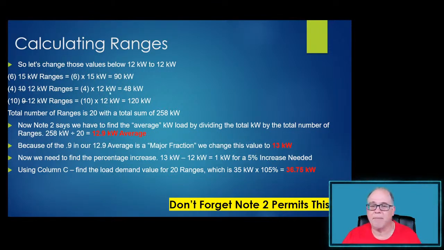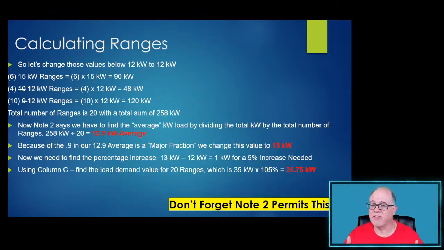So then we add it up. The 4 times 12 is 48. Remember those 9? We drew a line through it and now they're 12. So there's 10 of those times 12 kW. That's 120 kW. Okay? So how many do we have total? Well, we had 10, 6, and 4. That's 20 ranges. So the sum, remember it said add them up, and the sum of those 20 ranges is 258 kW, or 258,000 watts.